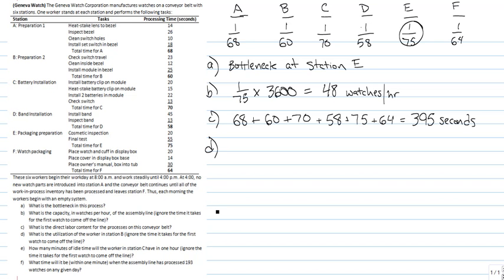D asks for the utilization of the worker in station B. This is equal to his own labor content, 60 seconds, divided by the cycle time, which in this case is 75 seconds, based on the capacity of the bottleneck. That's equal to 80%.